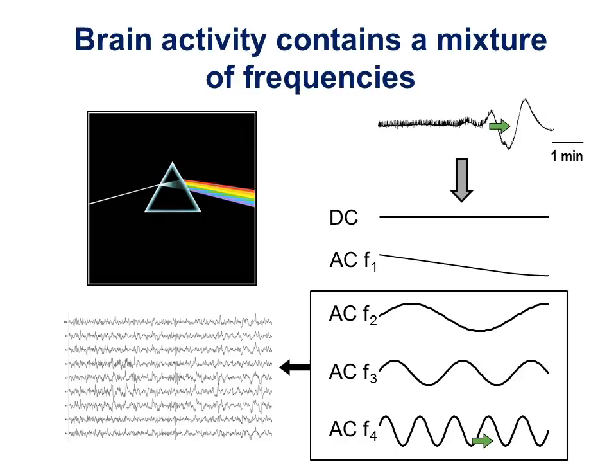And what's typically done to record EEG is to filter out all of these low frequency and DC components so that we only see these fast traces, which are much lower amplitude. And that's what gives us the recordings that we're used to.